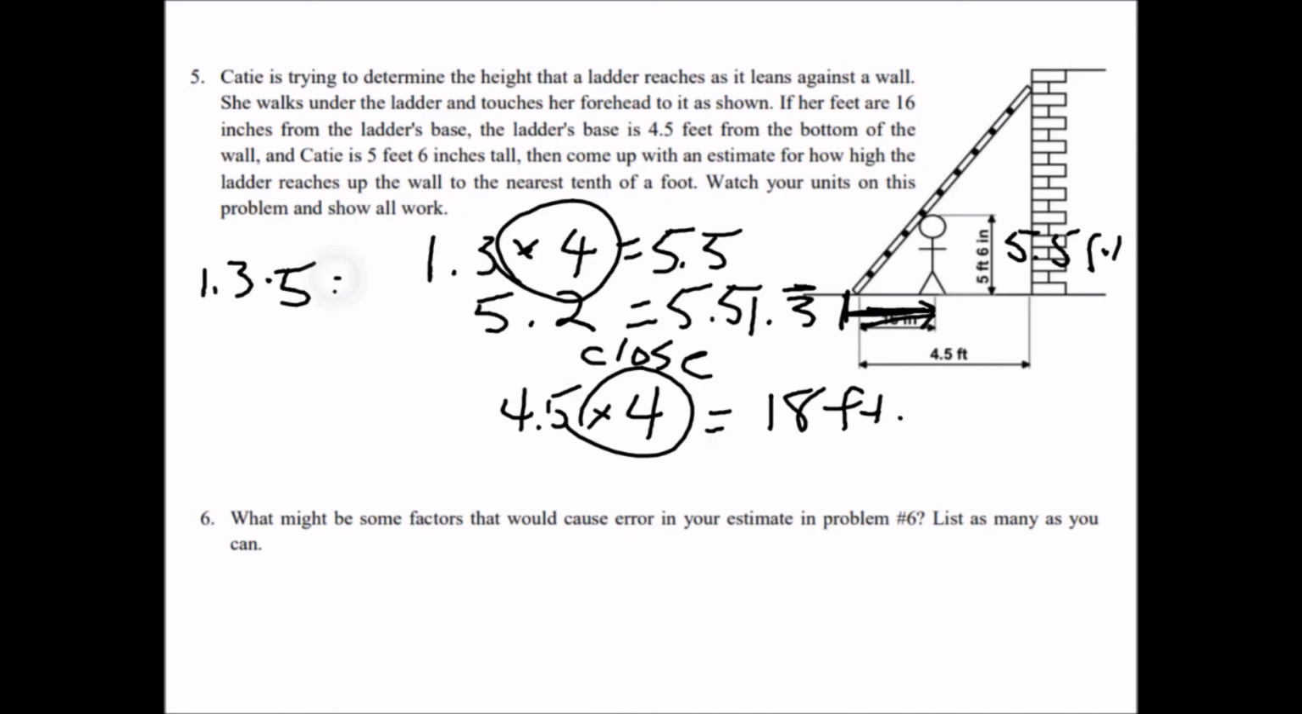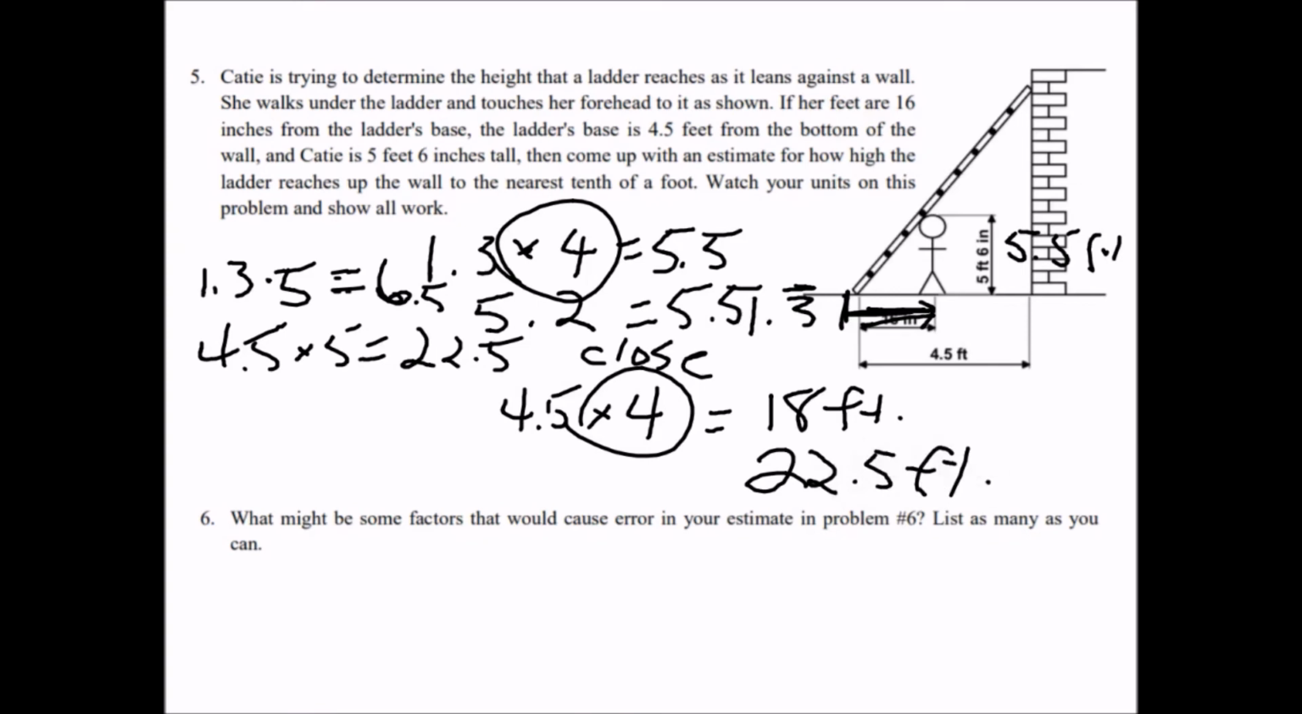Now, if we do it times 5, 1.3 repeating roughly times 5 is 6.5, so a little taller than Katie. So 4.5 times 5, again, just an estimate, that I think is 22.5. Yeah. So I would say it's going to reach anywhere from 18 feet to 22.5 feet above the ground.